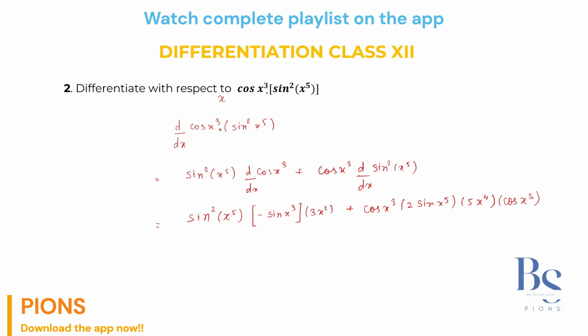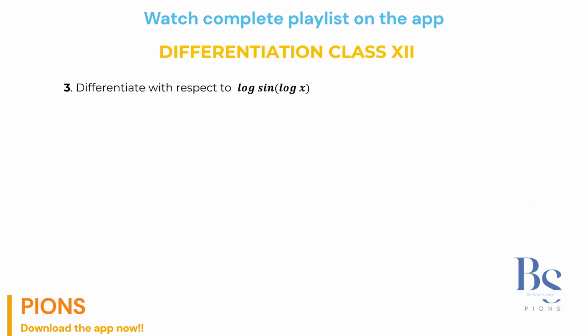Fine. Let's move to question number 3. Question number 3 again says differentiate with respect to x only. I missed x in each statement, I think. So wait, let me go back. So differentiate with respect to x, log of sin log x, correct? So let's differentiate this. So first of all, d by dx of log of sin log x.